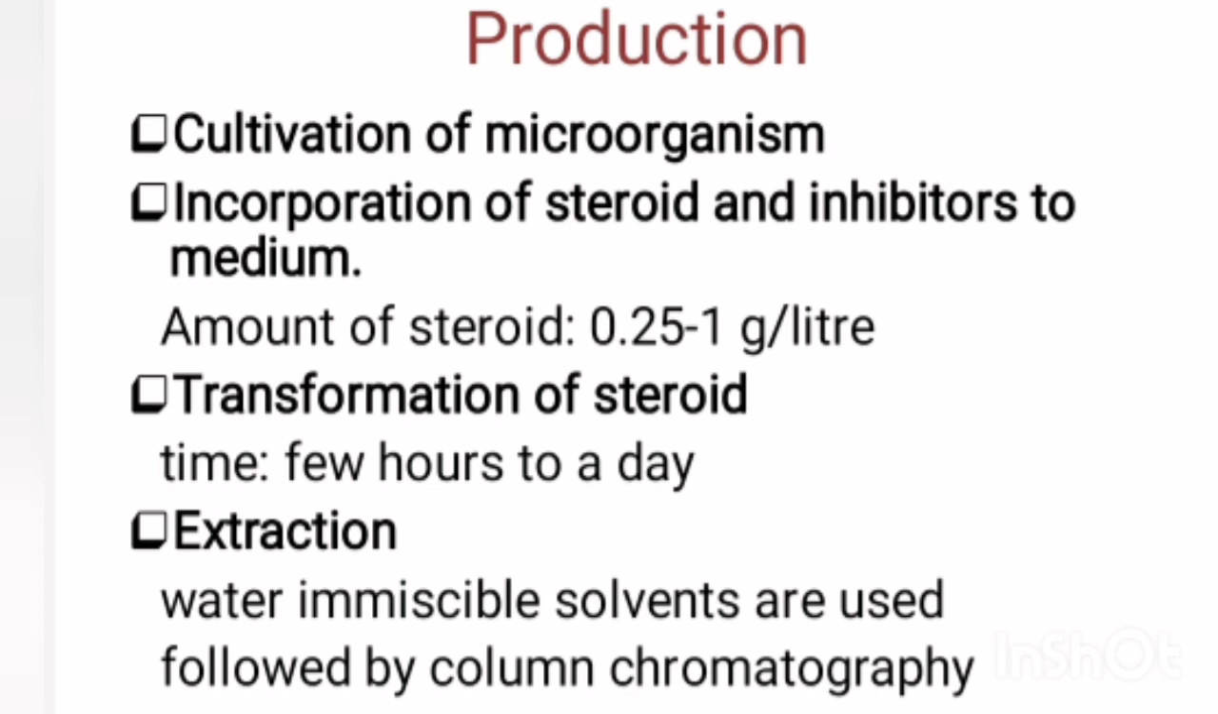After the transformation process, the product is extracted. That is the final step. For the extraction process, water immiscible solvents are used. Then it is followed by column chromatography. This is about steroid biotransformation.